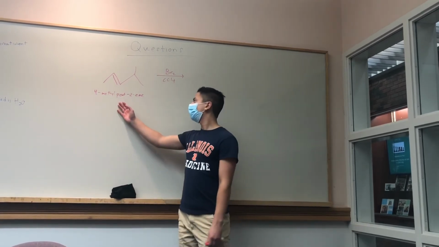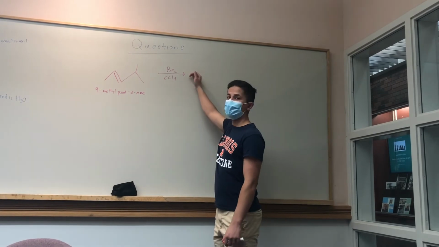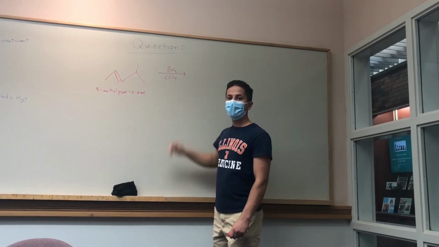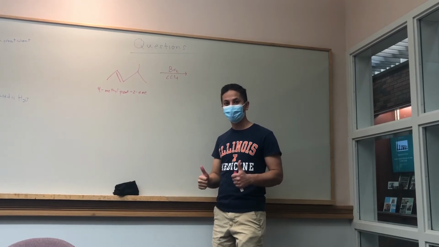Alright guys, so now this is going to be our question here. We have 4-methyl-pent-2-ene reacting with Br2 and carbon tetrachloride. Now, pause here, and then we'll come back and see what the answers are.